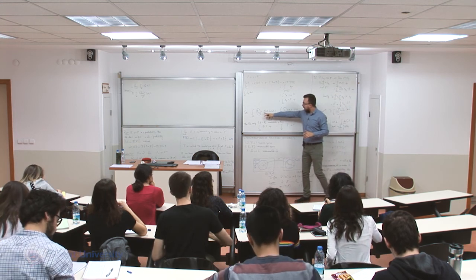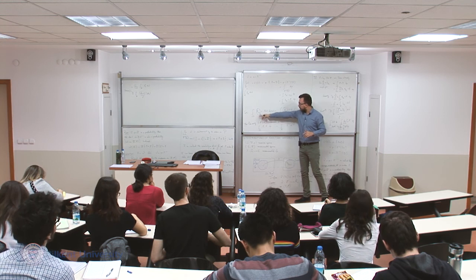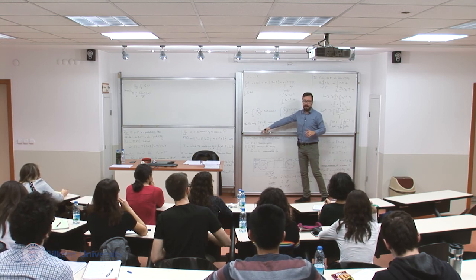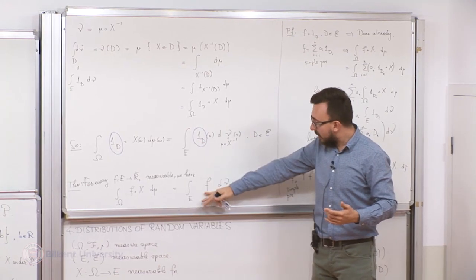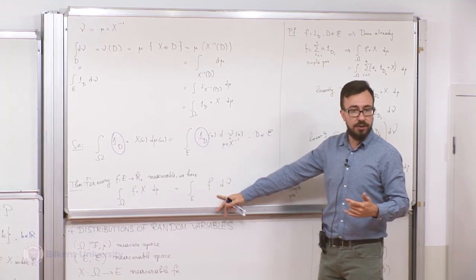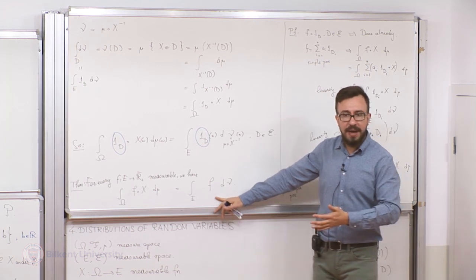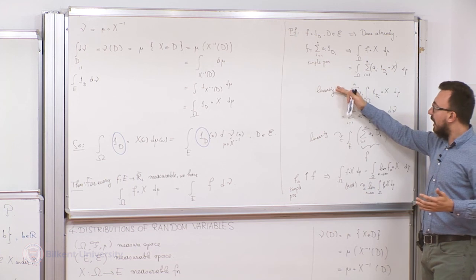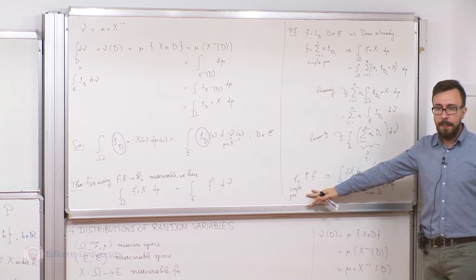You already have it for indicators. So whenever I give this to you as an exercise, as a homework problem, you should always think, hey, I can check this easily for indicators. So let me start with indicators, and then maybe I can pass to simple positive functions, and then later general positive measurable functions. Okay?